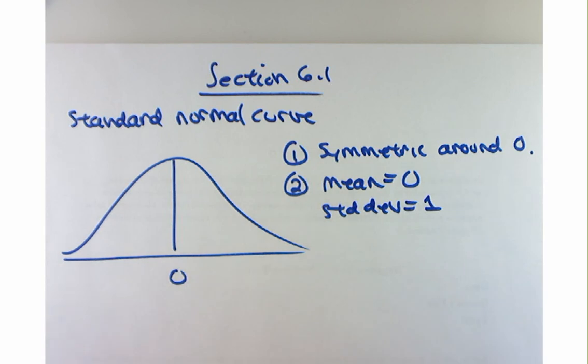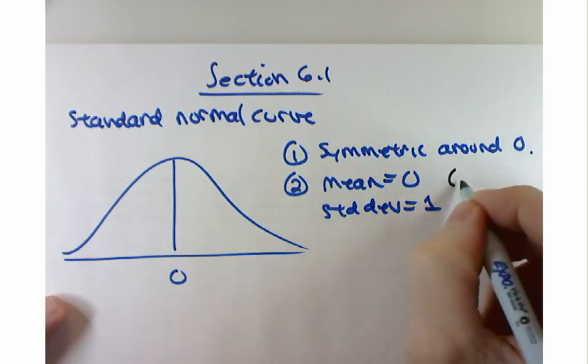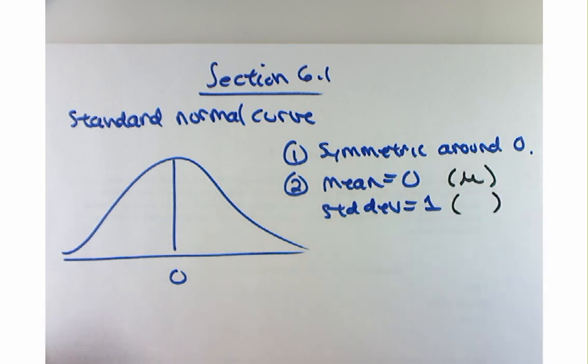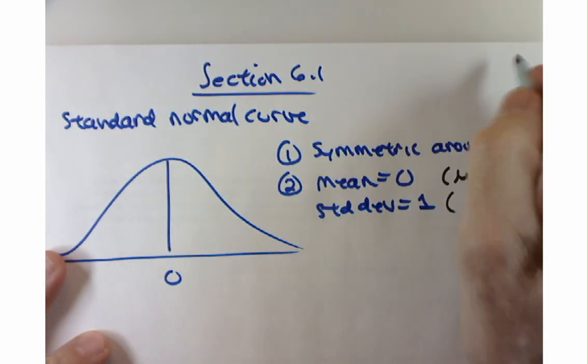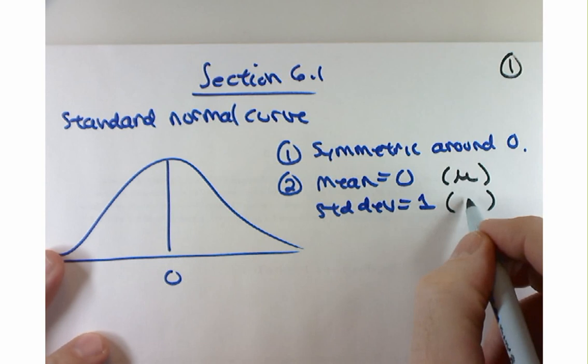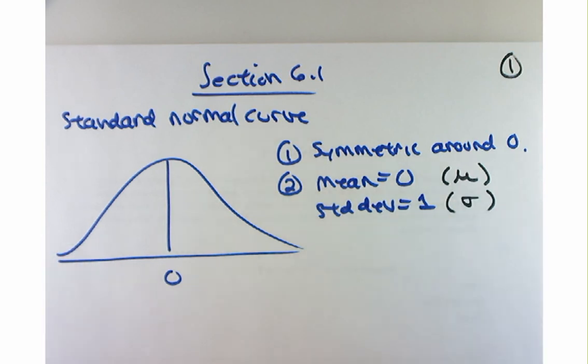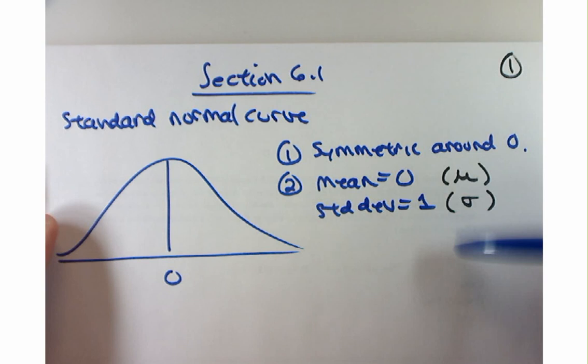Just a reminder, real quick, those have some symbols associated with them. Instead of mean, a lot of times you'll see us write mu. What do we write instead of standard deviation? Does everyone remember the symbol for that? Sigma. Well done. Excellent. Now, in addition to the fact that we've got a mean of 0 and a standard deviation of 1, they're symmetric.